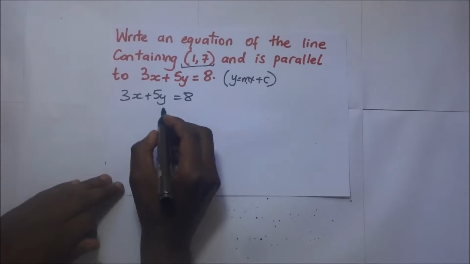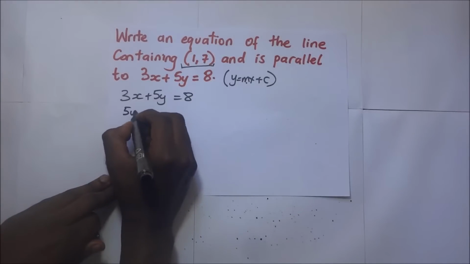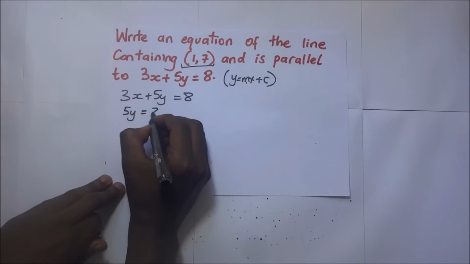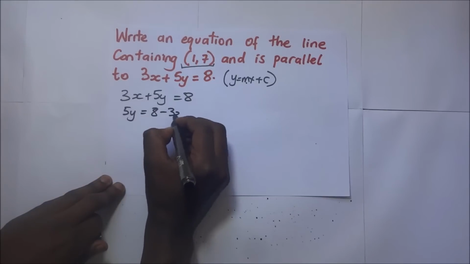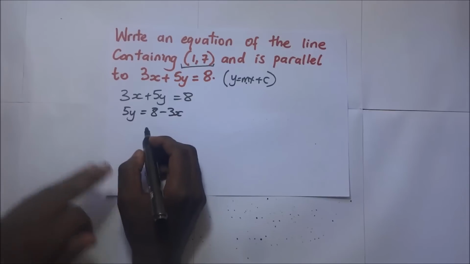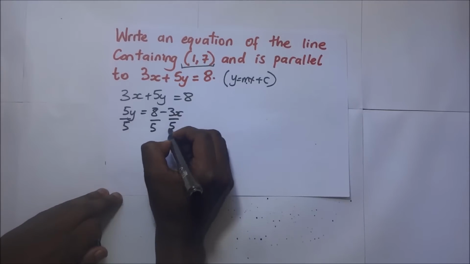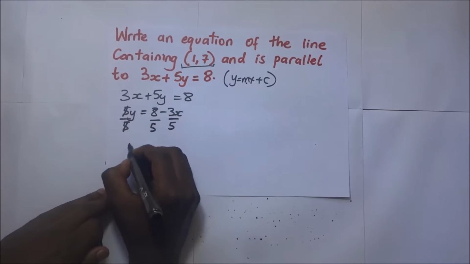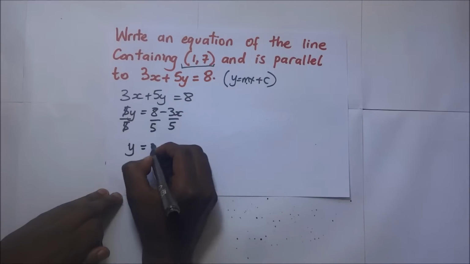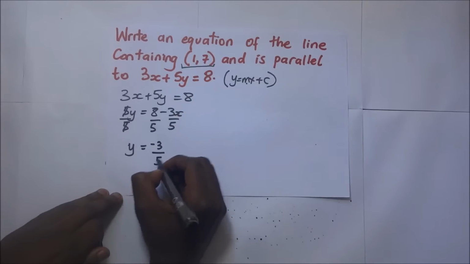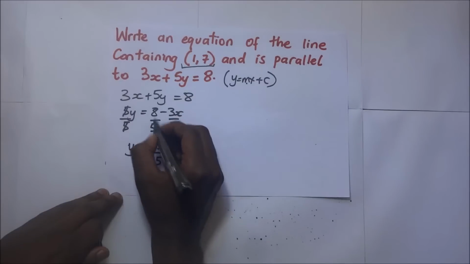So this is going to become 5y = 8 - 3x. And when we divide through by 5, this goes with that, remaining with y here. Our value of y here is going to become y = -3/5 x + 8/5.